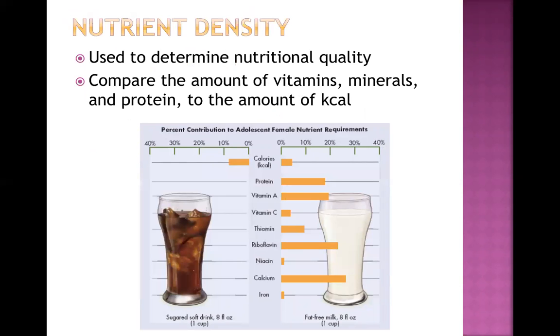Okay, moving forward. So how can you determine how nutrient dense a food is? What does that even mean? Nutrient density, and we're going to talk about it more coming up, is looking at the nutrients in a food compared to the calories in that food. So how many nutrients is a food giving you? And the example here is a soda versus a milk.